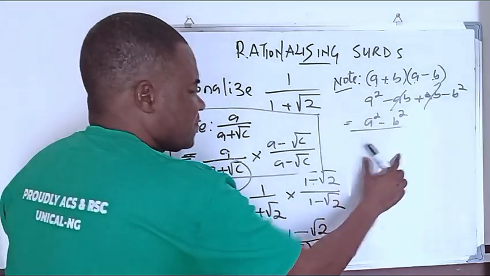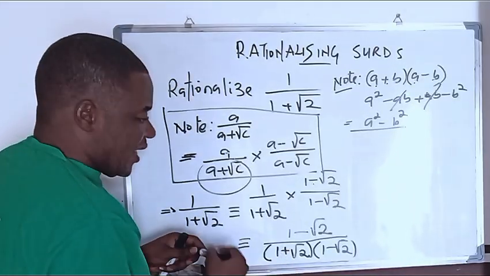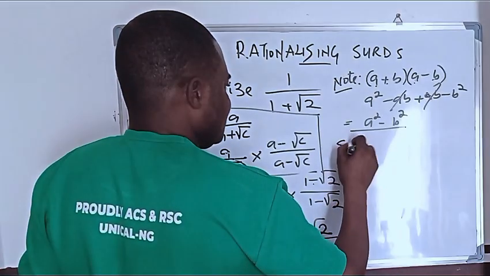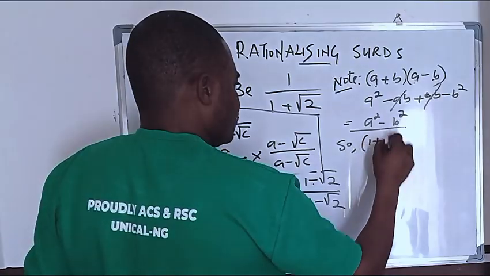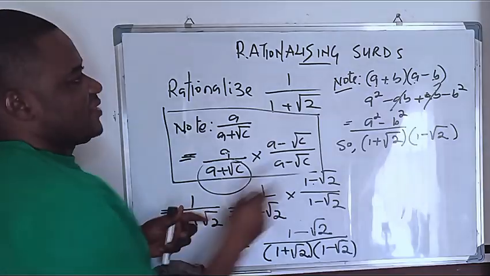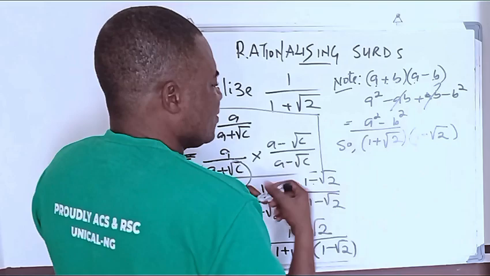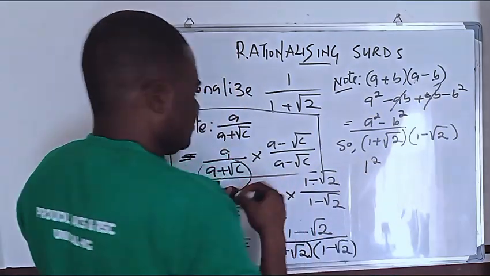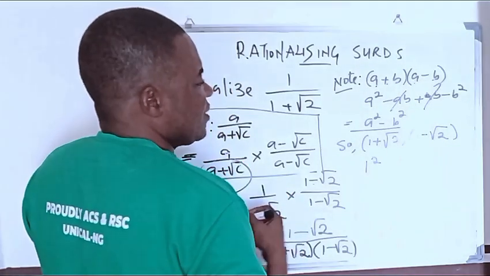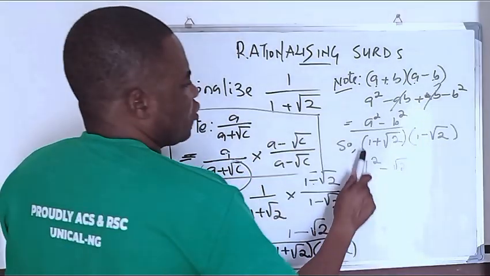So we are going to deploy this process in solving this denominator. So we pull this out to this place to solve it in this format. Now we are looking at the denominator. Remember, the denominator. We are not looking at the numerator first. So the denominator: 1 plus root 2 times 1 minus root 2. We are deploying this process here. So 1 times 1 will give us 1 squared. 1 times minus root 2 will give us minus root 2. We are done with this.